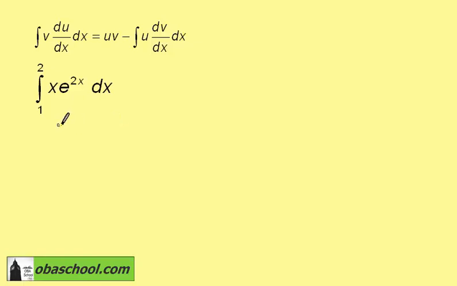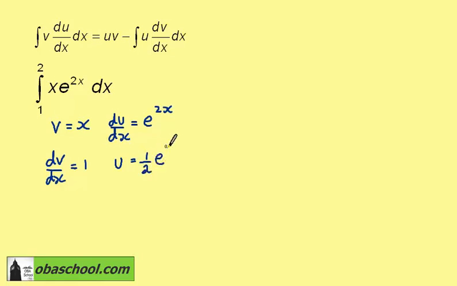We want to integrate x e to the 2x with respect to x from 1 to 2. As usual with no log present, we take x to be u, and then dv/dx is e to the 2x. We differentiate x, du/dx gives us 1, and integrate e to the 2x, which is a half e to the 2x.